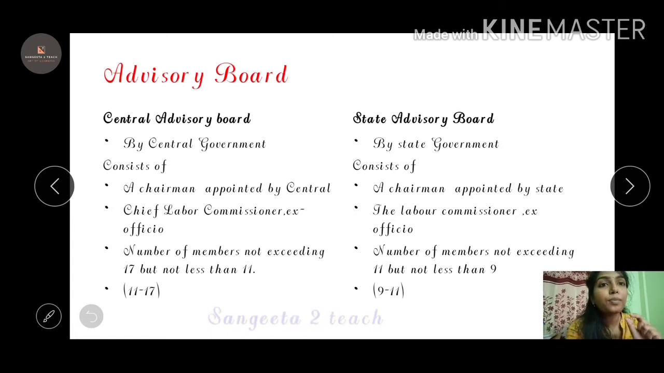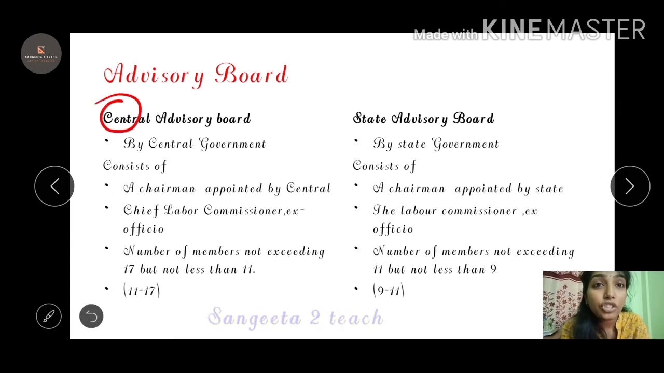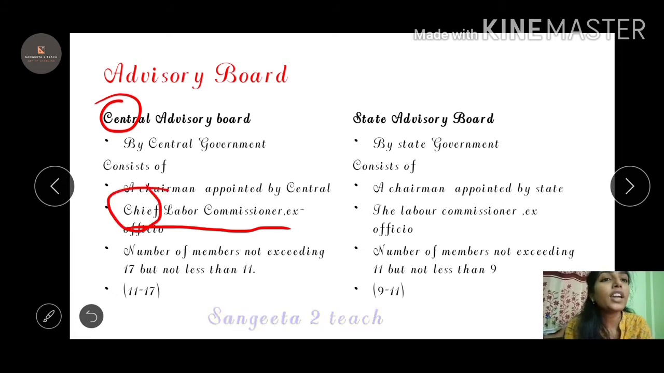A chairman is appointed by the central government, and the chairman is appointed by the state government in the State Advisory Board. So here is the main point. In the Central Advisory Board, the chief labor commissioner is the ex officio. So central will have the chief, whereas the state will have only the labor commissioner as the ex officio. Clear with this point? Okay.